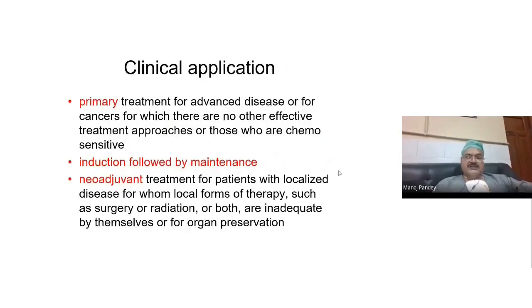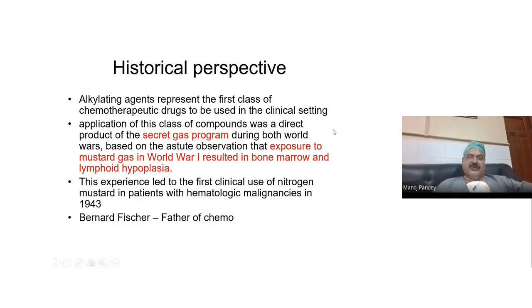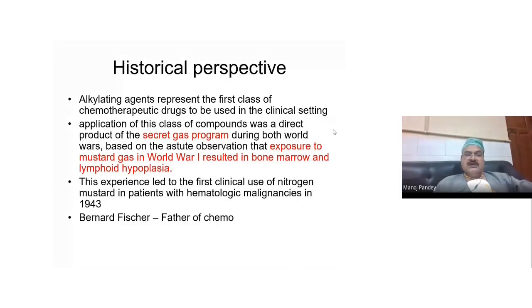So now if you look at the history of chemotherapy, what has gone before? Chemotherapy actually was discovered accidentally. During World War I and World War II, people were working on various gases, and one of the gases which was used was nitrogen mustard. And it was seen that when people were exposed to nitrogen mustard, they had a suppression of bone marrow and they had lymphoid hypoplasia.